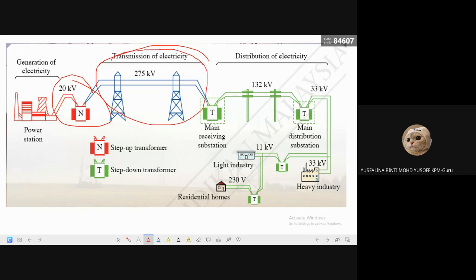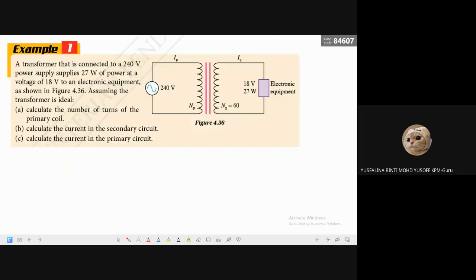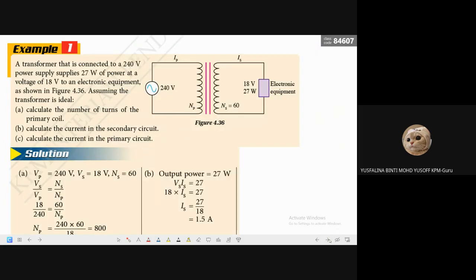The cable is quite long, so it means the resistance is high. So we need to cover the loss of energy. Okay, so this one is the example. I just discussed this example. I think this is in your textbook, right?